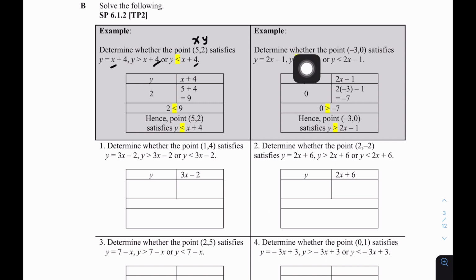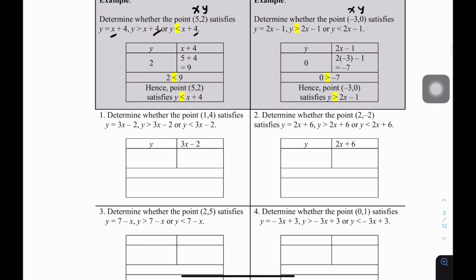Okay, kita tengok contoh yang sebelah dia pula. Determine whether the point negative 3, 0. So kita ada x and y. Y masukkan dalam jadual ni 0. So when y is 0, x is negative 3. So gantikan negative 3 pada x di sini. When we substitute the value of x equals to negative 3, we will get negative 7. And we know that 0 is larger than negative 7. So hence point negative 3, 0 satisfy more than. Kita ambil equation yang ada more than.